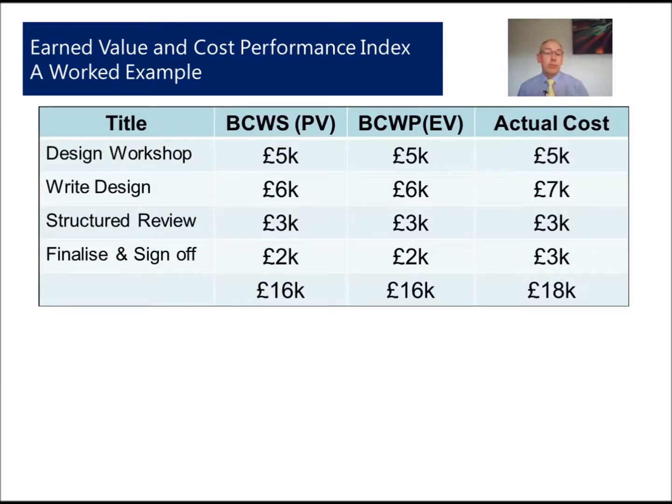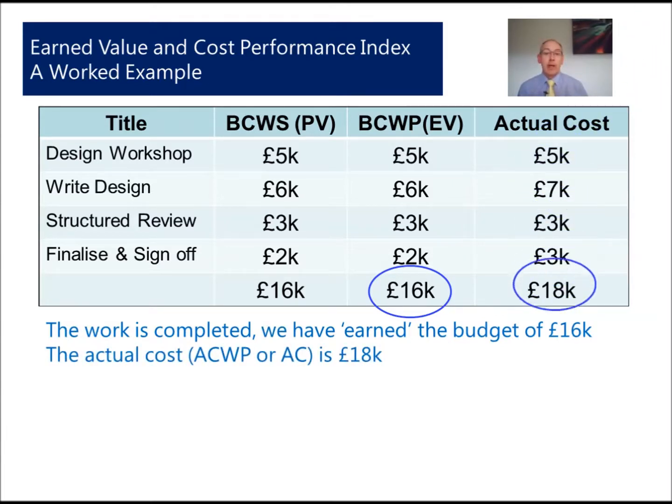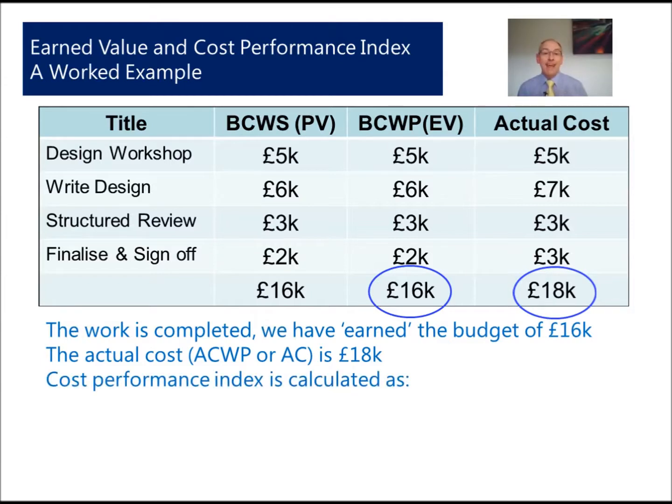Now let's look at a table. So we've completed the design work. We had our budgeted cost of work scheduled. That was our planned value. We've actually got our earned value, and as we complete the work, we earn the budget. But we've also looked at what's our actual cost. And what we're interested in is how much did it actually cost us to do that work. And if you look at the table, you'll see that it cost us £18,000, but we only had a budget of £16,000. Now the Cost Performance Index is important because we will use this algorithm to calculate the CPI metric.